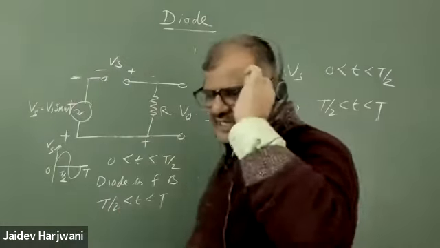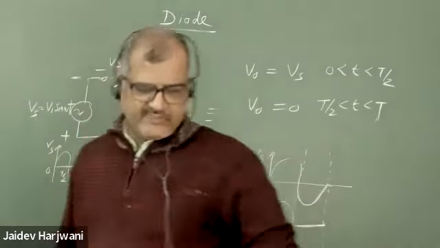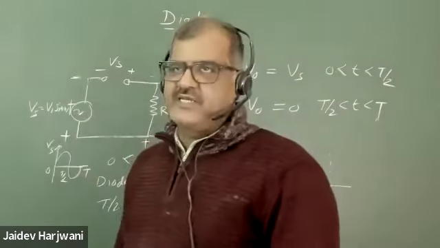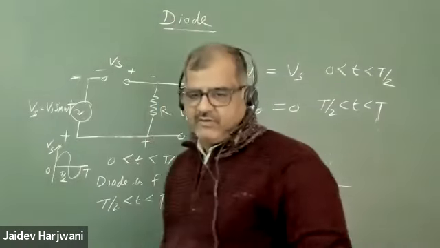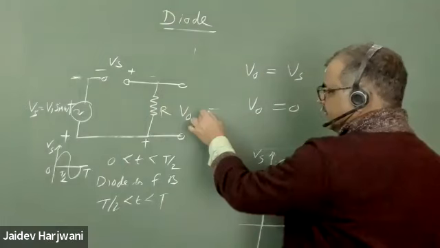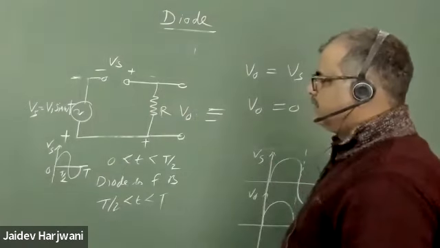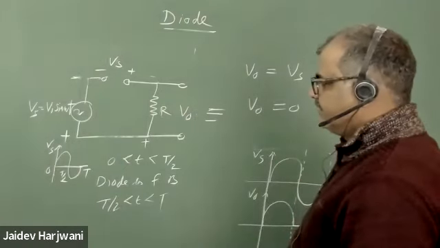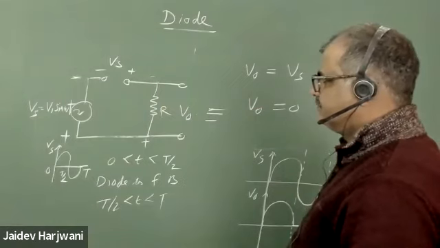Voltage can appear across an open circuit; voltage drop can be across the open circuit also, but current will not flow. Okay, so across the diode, the voltage VS will be there. Yes. Okay. So why are you showing the graph as 0?